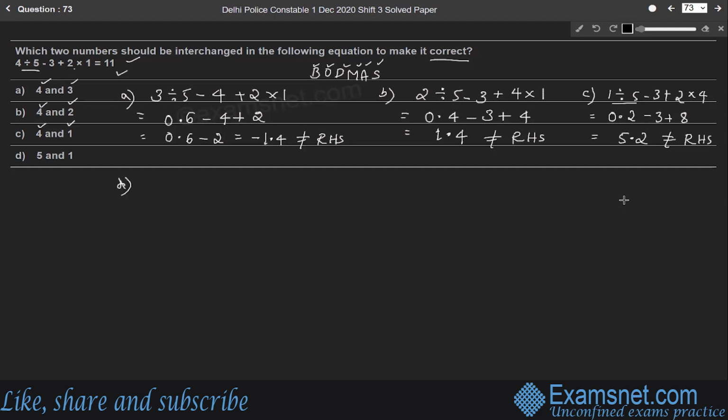Finally, option D: if we interchange 5 and 1, 4 divided by 1 minus 3 plus 2 into 5 becomes 4 minus 3 plus 10. So 14 minus 3 is 11, which is equal to the RHS. Hence option D is the right answer.